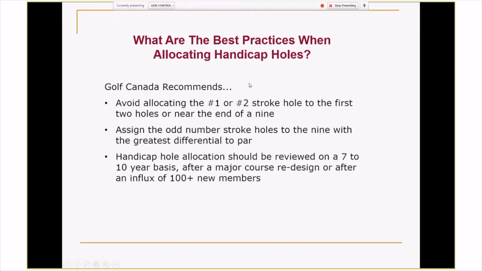What are some of the best practices for allocating our handicap holes? So we did refer to Golf Canada's recommendation in their handicap manual. You could see there that we needed to avoid allocating the number 1 and number 2 stroke holes to the first 2 holes or the end of each 9. And the reason for that is you want to have that bogey player have the ability to use those strokes before the end of the match. In the event of a sudden death playoff, you also want to avoid having those number 1 and number 2 stroke holes on the first 2 holes of the front 9.